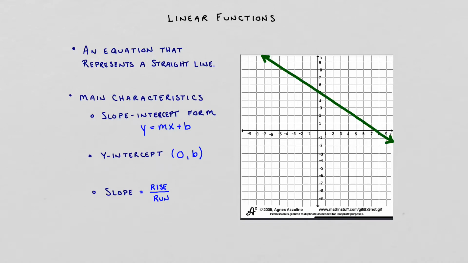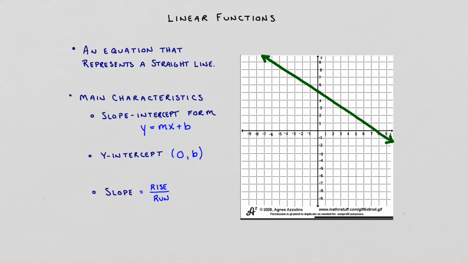In this video, we're going to look at linear functions, which are equations that represent a straight line. We usually see linear functions presented in slope-intercept form, which is y = mx + b. The b represents the y-intercept, or in other words, the coordinate point is going to have the form (0, b), where b is going to be some real number.